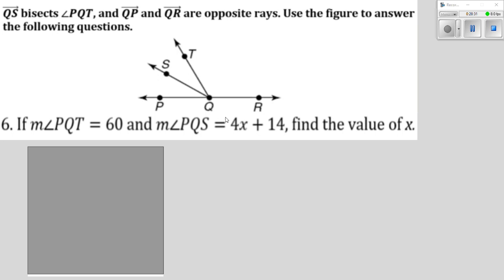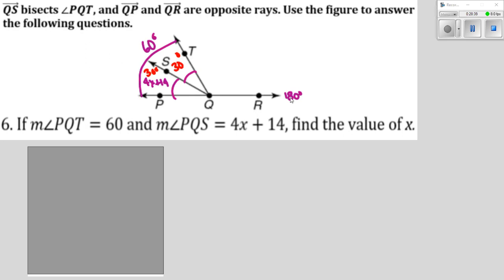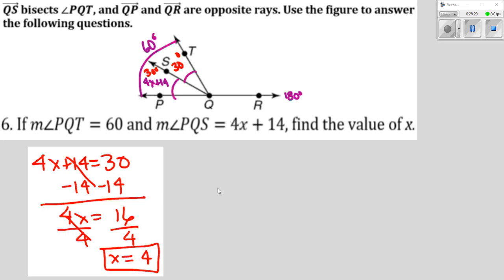We already know that QS is the angle bisector. I marked it up. I mentioned that this is the line, 180. They mentioned that this whole part is 60. So if QS is the bisector, half of 60 is 30. If this part is 30, that means the other angle has to be 30. And you know that this angle is equal to the expression 4x plus 14. What can you do to solve for x? If you said set 4x plus 14 equal to 30, then you are correct. You have that piece of information to solve for x, which is 4.